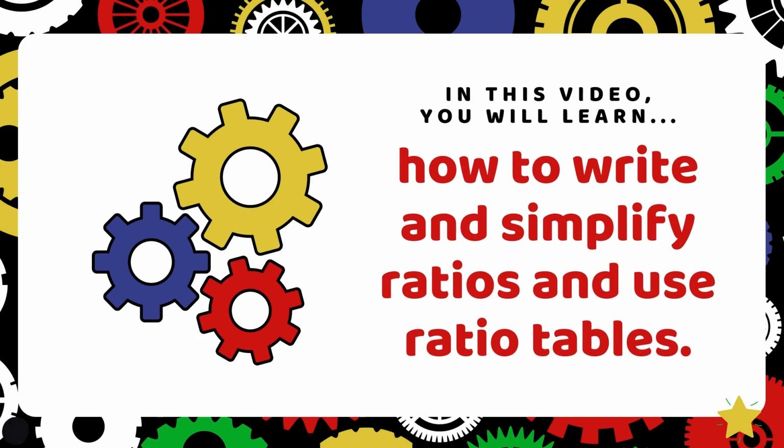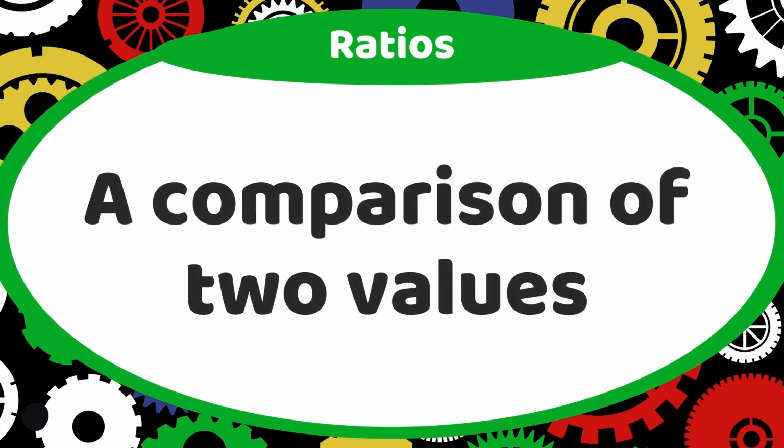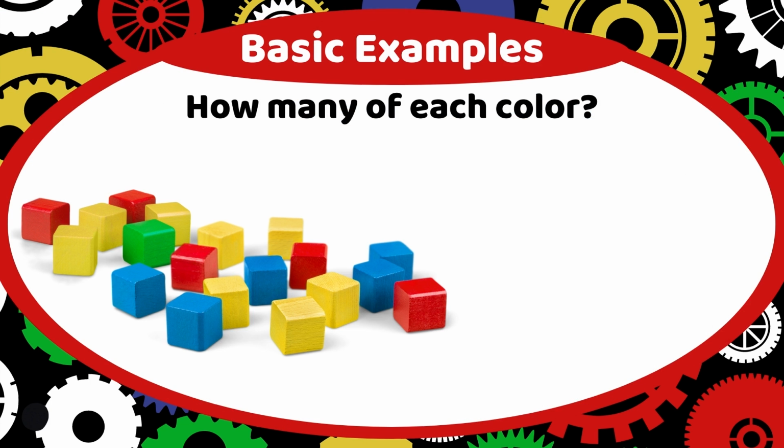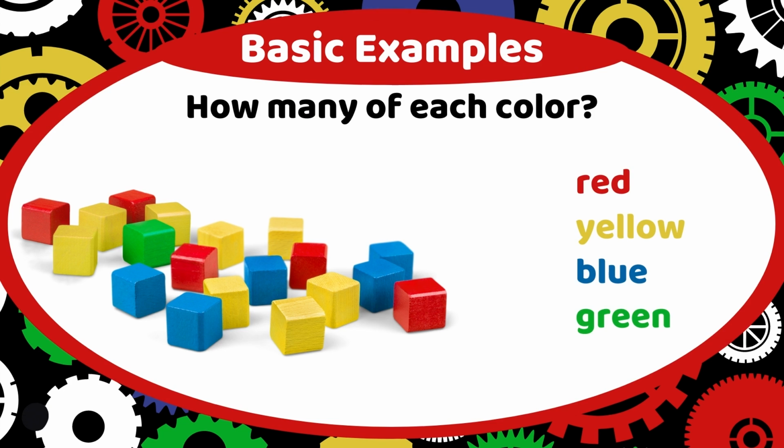In this video, you will learn how to write and simplify ratios and use ratio tables. A ratio is a comparison of two values. We'll start by looking at some basic examples based on colors of blocks. How many of each color are there? There are 5 red blocks, 8 yellow blocks, 5 blue blocks, and 1 green block. We will use these amounts to write some basic ratios.